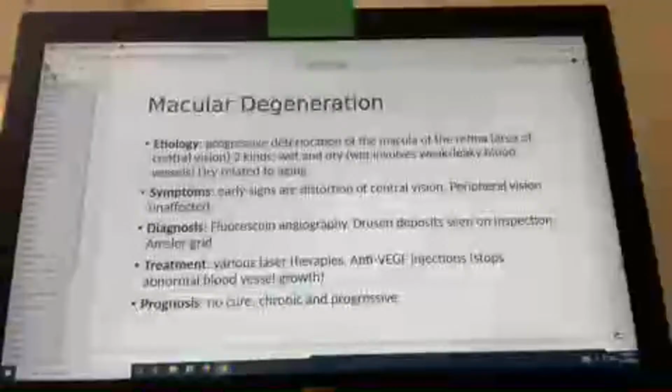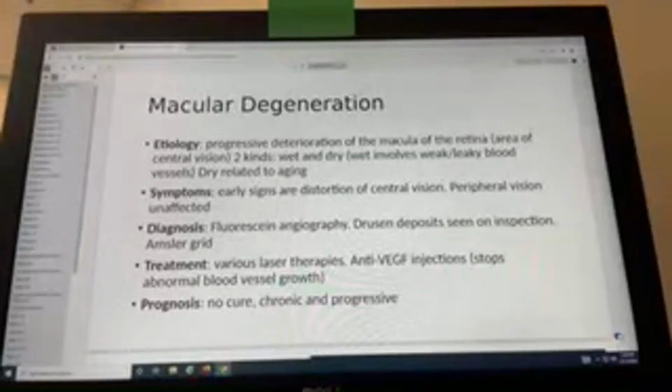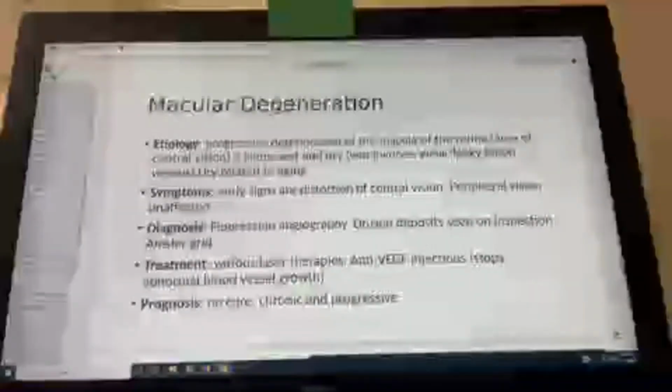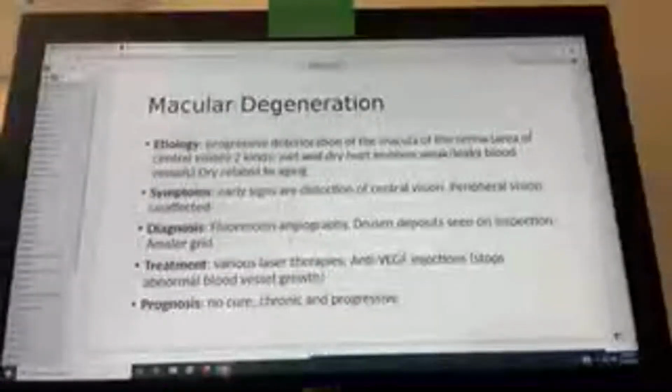Unfortunately, there is no cure for macular degeneration. They can do lots of different treatments like these to try and help prevent stuff and manage it, but there isn't a button you can push to cure it. It's not something that resolves. It's a chronic condition that will continue to progress unless you're constantly staying on top of it with medications and treatments. Okay. Any questions about this one?